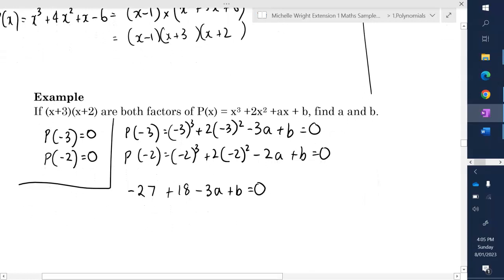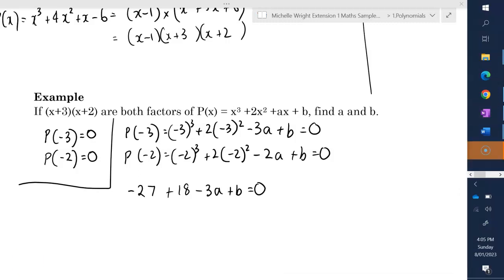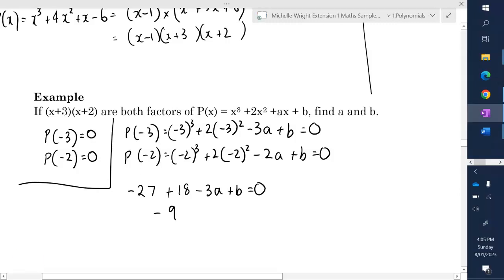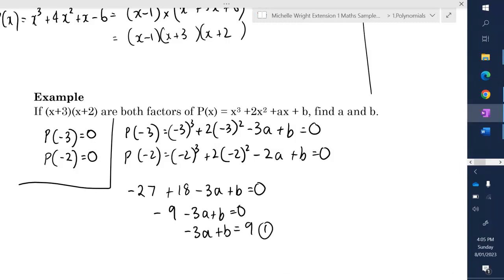Let's neaten that up. Minus 27 plus 18 is minus 9. And we've still got minus 3a plus b is 0. I'm going to add 9 to both sides, so I end up with minus 3a plus b is equal to 9. There's my first equation that I've got from here.